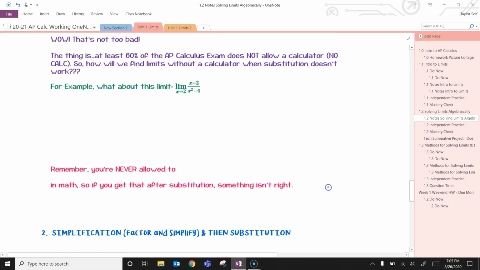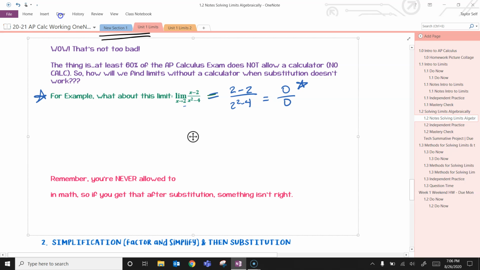For example, let's try substitution on this one. Remember not to drop your limit. Actually, since we're substituting, we can drop the limit once you plug in 2. We get 2 minus 2 over 2 squared minus 4. 2 minus 2 is 0 over 4 minus 4, because 2 squared is 4. 0 over 0, that is not okay. So, really quick, write this example down, and let yourself know that this is called indeterminate form.